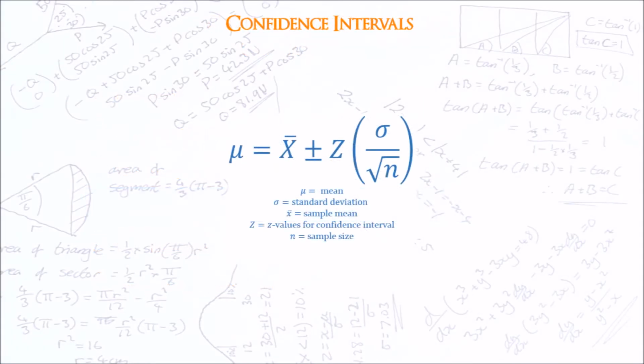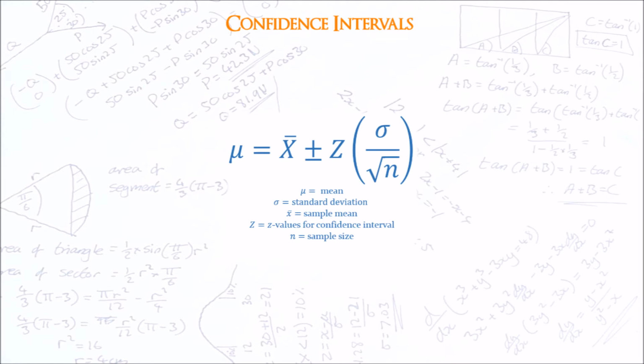Let's see how to construct a confidence interval. Now the first thing is the formula for it. This is given as mu is equal to x bar plus or minus z times sigma over root n, and this isn't given to you in the formula booklet.